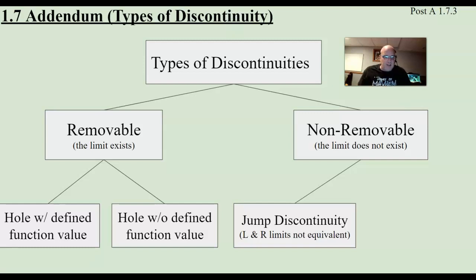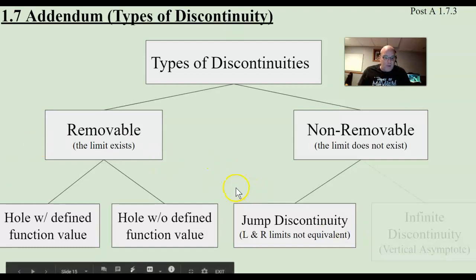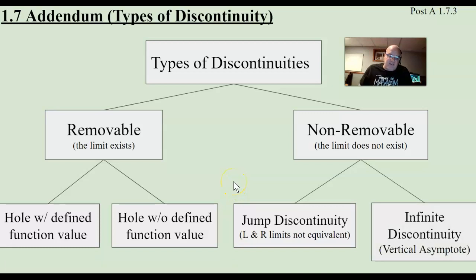And then the other type of discontinuity that's non-removable is called an infinite discontinuity, and that's where we have vertical asymptotes. So this is a kind of a handy way for you to remember the different types. These are just vocabulary words, and so you have to get used to reading them, using them when you speak, and writing about them.